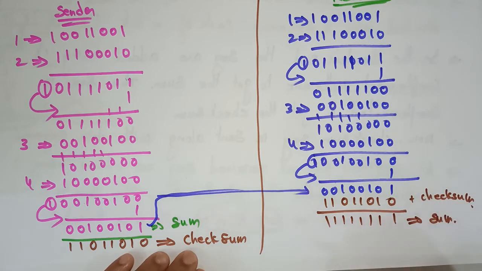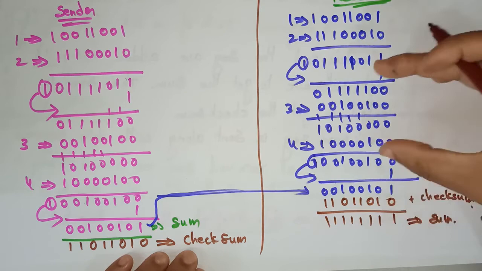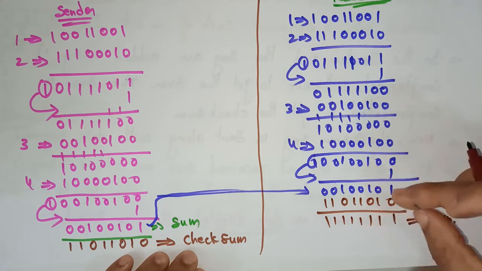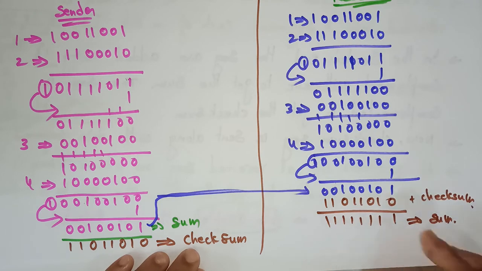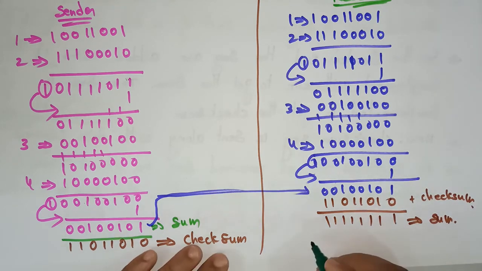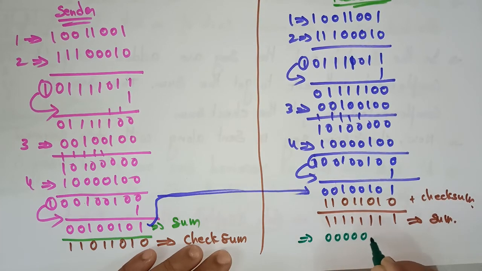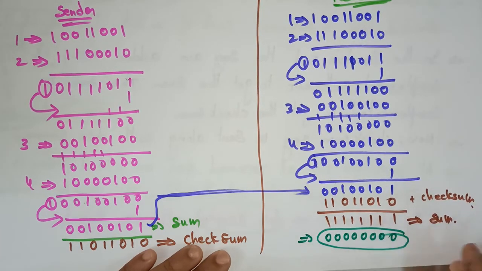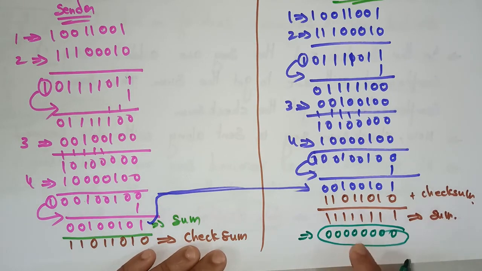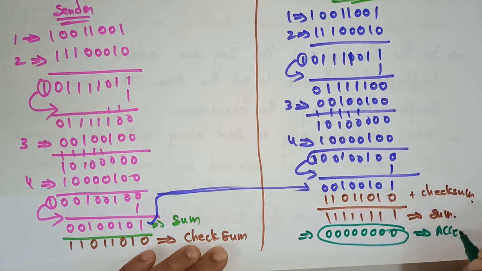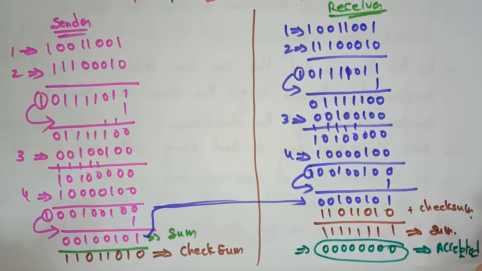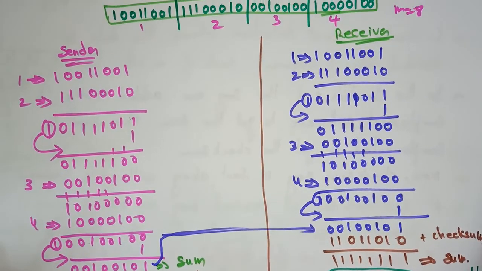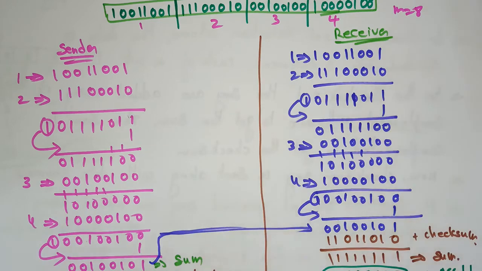So what I said, at the receiver end, all the received segments are added using ones complement arithmetic to get the sum. Then the sum is complemented. Whatever sum you got, you need to complement it. After complementing, what are you getting? All zeros. If the result is 0, the received data is accepted. If you didn't get all zeros, then the received data is rejected. So this is how the checksum operation is performed.